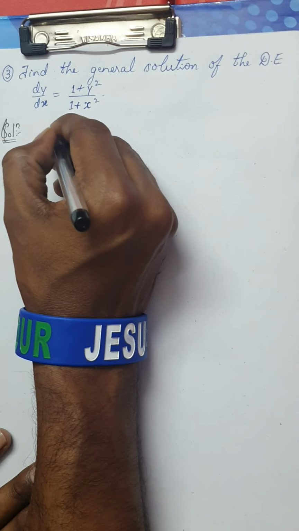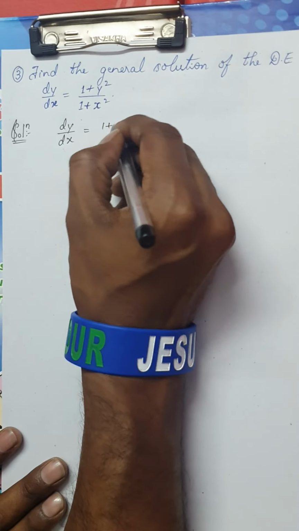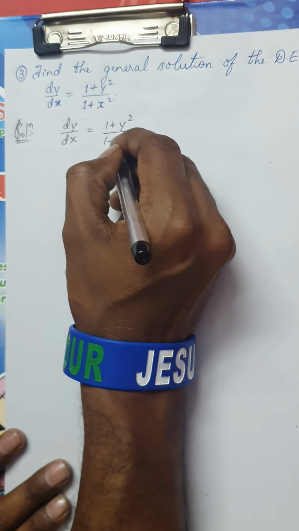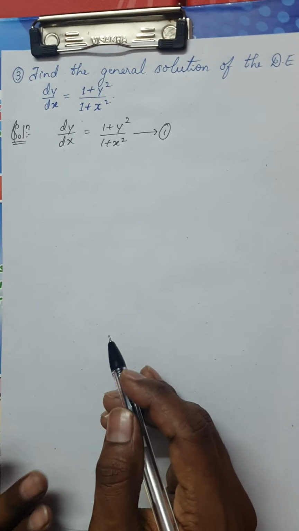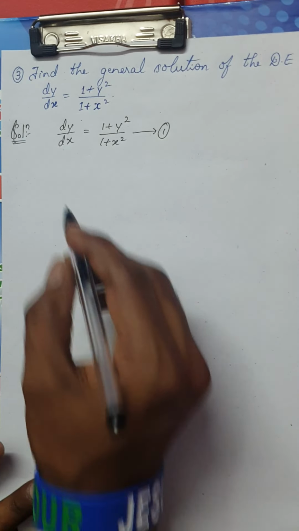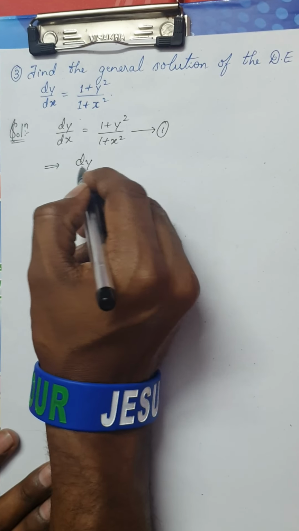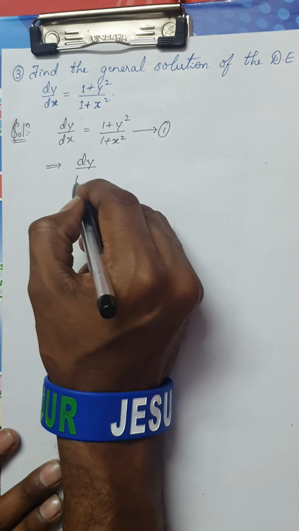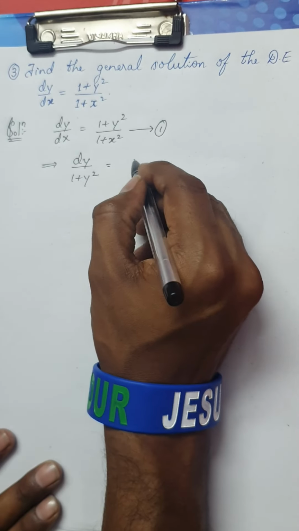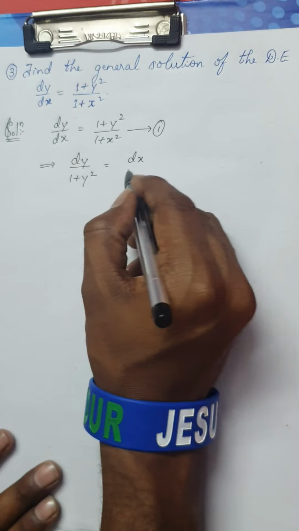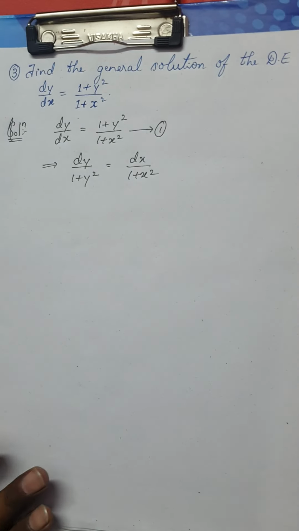Okay, so the given equation, consider it as equation 1: dy by dx is equal to (1 plus y square) divided by (1 plus x square). Now the terms of y and x are not together, so let me shift. Bring all the y terms to one side: dy divided by 1 plus y square is nothing but, cross multiplying, dx divided by 1 plus x square.